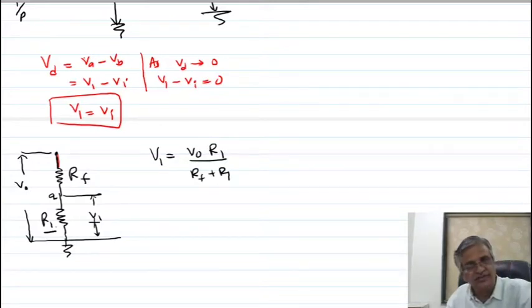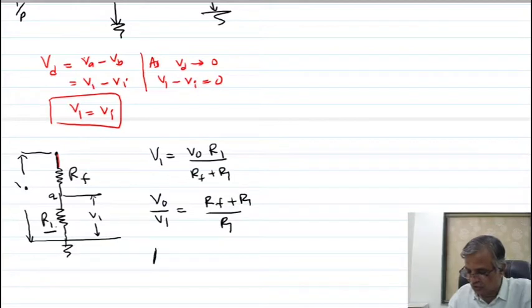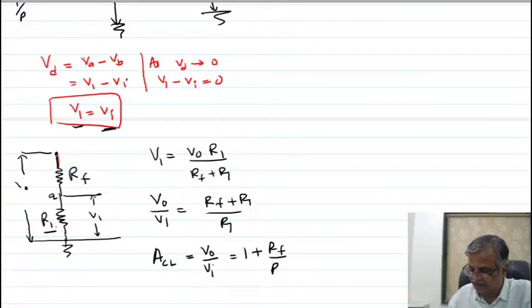Voltage across R1 is nothing but the V1. V1 is the total voltage across this resistance. When I write the V1 voltage across this R1, I have to multiply VO into R1 upon Rf plus R1. So VO by V1 is nothing but Rf plus R1 by R1. This is called the closed loop gain, because V1 is nothing but Vi. So I can write it as VO upon Vi, which is 1 plus Rf by R1.